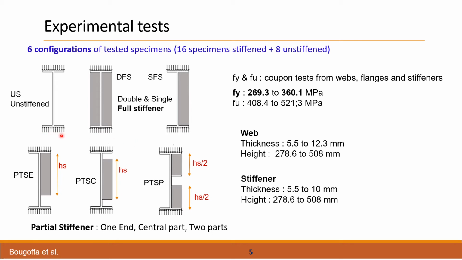This is the unstiffened specimen, and the fully stiffened specimen is here with stiffeners welded to the flange and the web. And here we have the partial stiffeners at one end, at the central part, and on 2 parts. For this case and this one, the stiffener is welded to the flange. The free length of the web panel here is equal to the free length here. But here the free length is equal to half this distance because of the position of the stiffener. We tested 24 specimens for 6 different configurations.